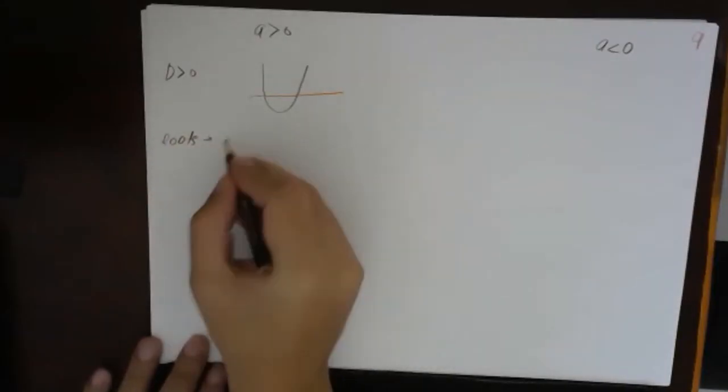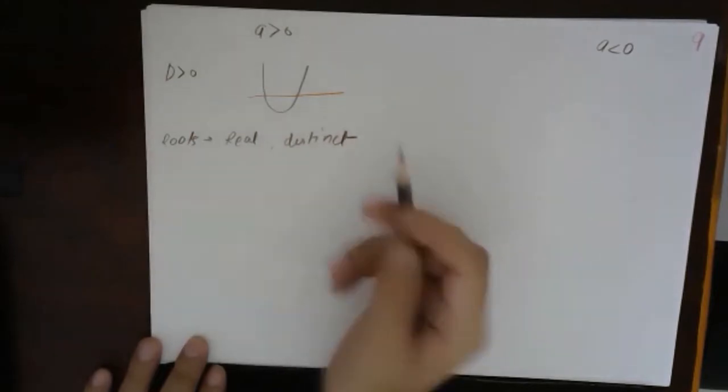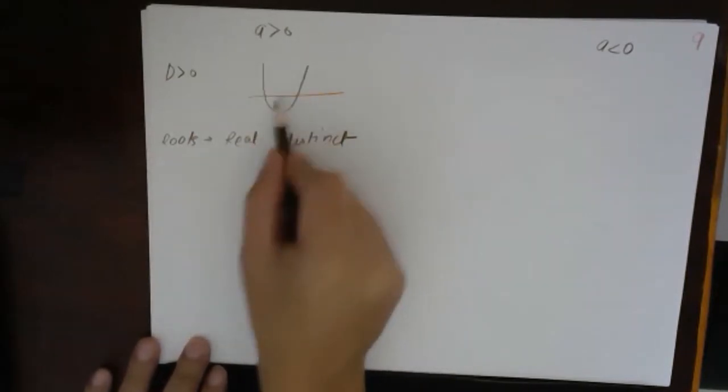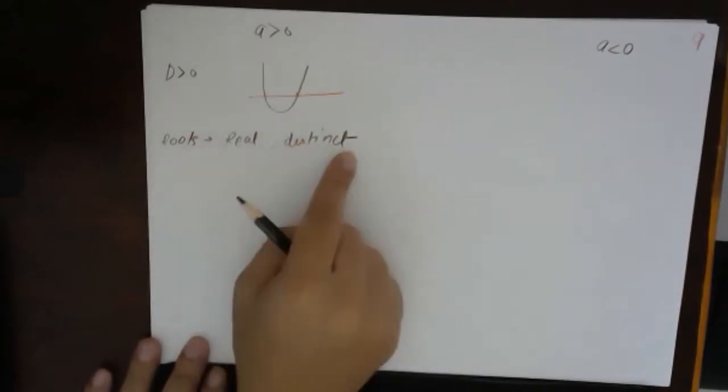The roots will be real and distinct. That means the curve will cut the x-axis at two distinct points, right? So the roots will be real and distinct.